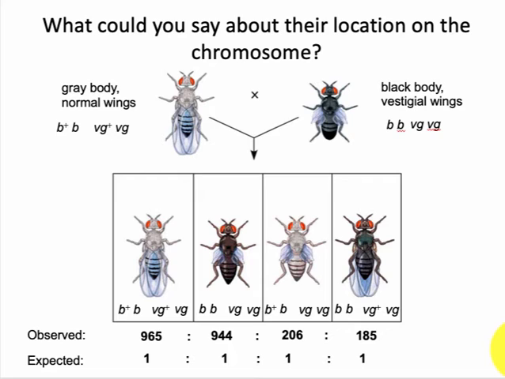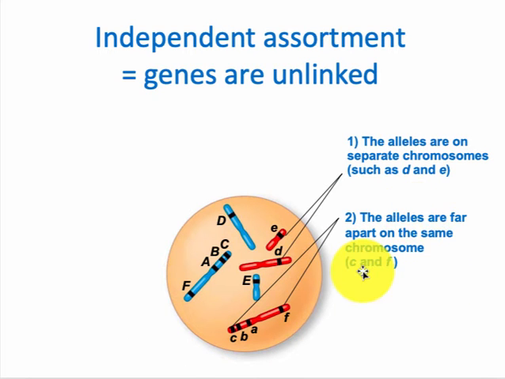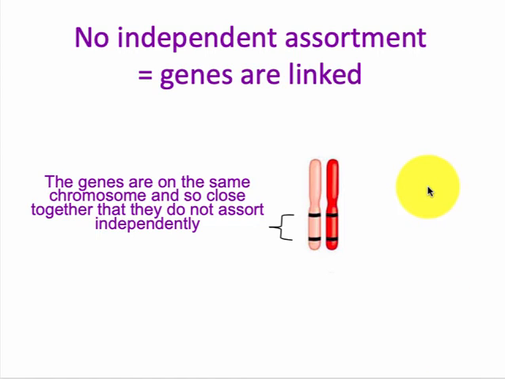So what do the observed offspring ratios tell us about the location of these 2 genes in the chromosome? If these 2 genes were assorted independently, we could say that they're either located on different chromosomes or that they're located on the same chromosome but very far apart. But since these 2 genes are not assorted independently, some combinations are more likely than others, we can say that these two genes must be located very close together on the same chromosome. So they're on the same chromosome and very close to each other.